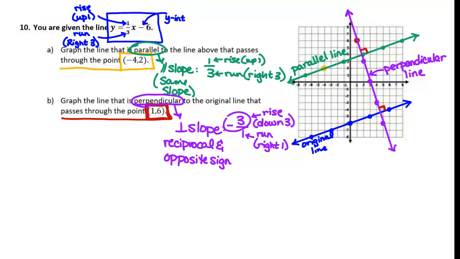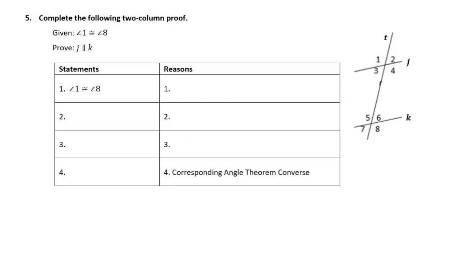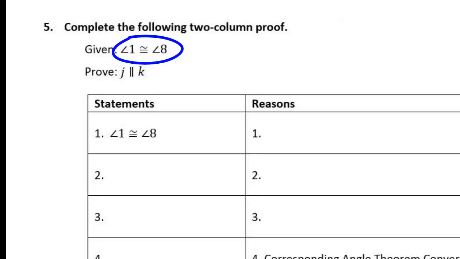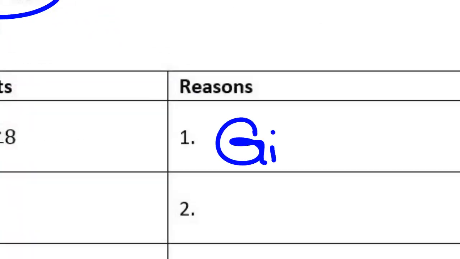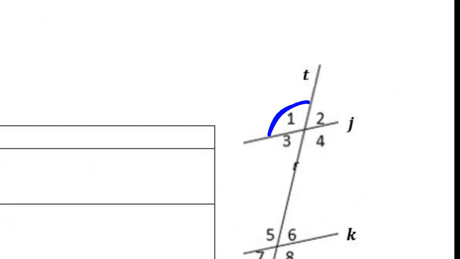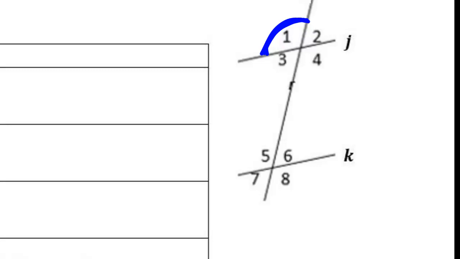What else would you guys like to see off the review? Yes. Number 5? Absolutely. All right, on number 5, it says my given is that angle 1 is congruent to angle 8. So my first reason is because it has been given. I'm going to go ahead and mark that on my paper. Angle 1 is congruent to angle 8.